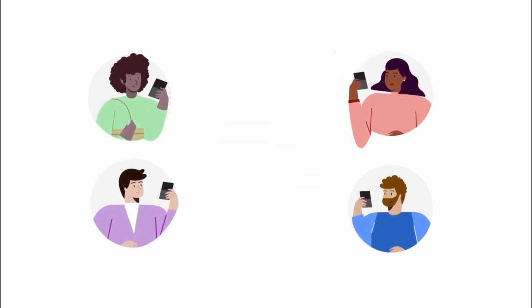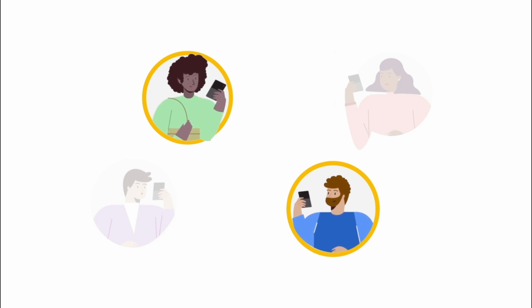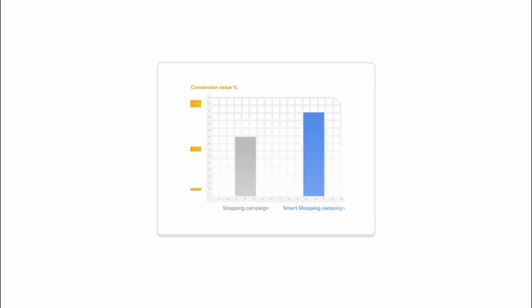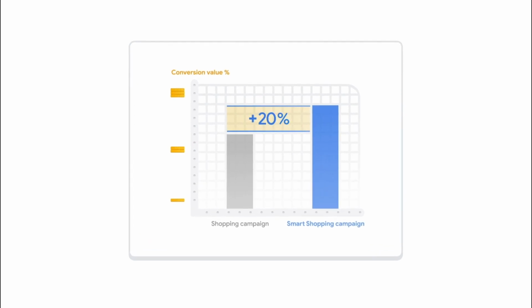Smart shopping campaigns use Google's machine learning to get the best performance and conversion value out of your campaigns while simplifying campaign management. They automatically optimize to find customers who are more likely to convert and spend more. Advertisers who use smart shopping campaigns drove over 20% more conversion value at similar cost.